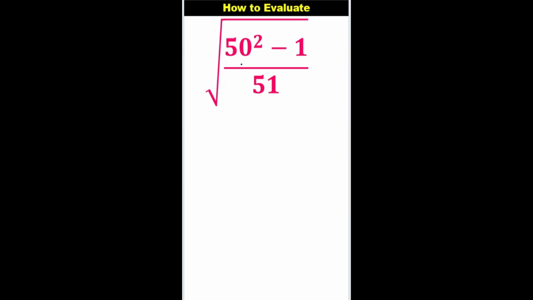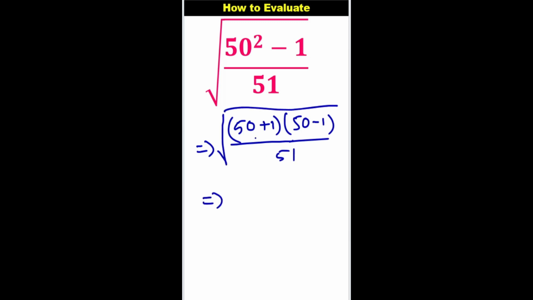Here is the whole root of 50 square minus 1 divided by 51. So this 50 square, if we consider a, we can think this is a square minus b square. So we can write 50 plus 1 into 50 minus 1 divided by 51, whole root, and this is 51 into 49 divided by 51, whole root.